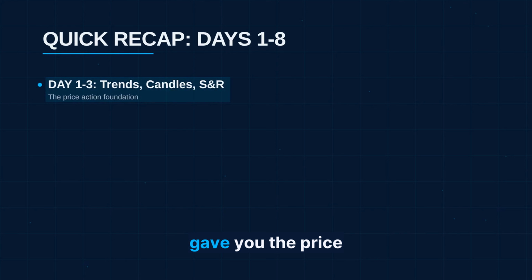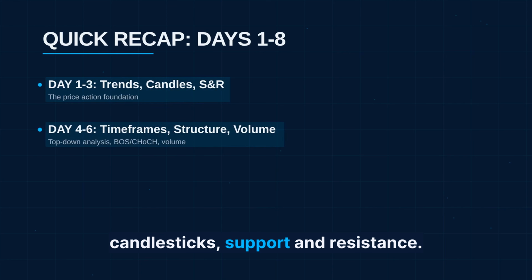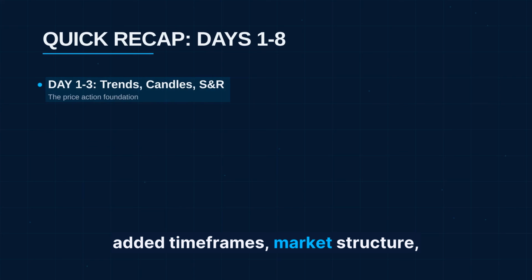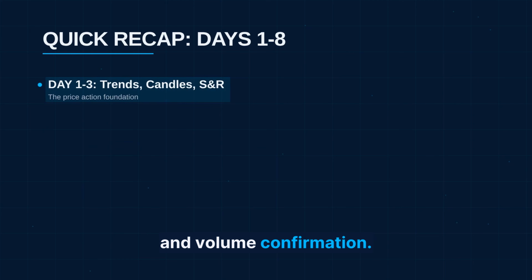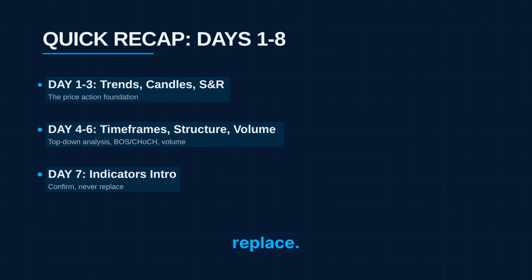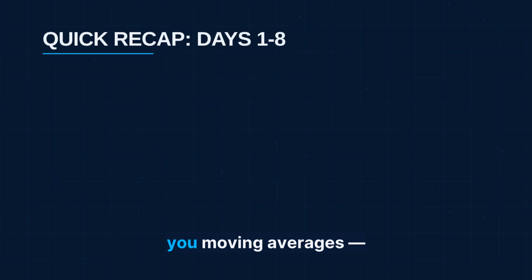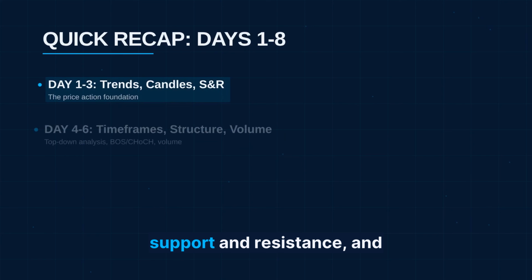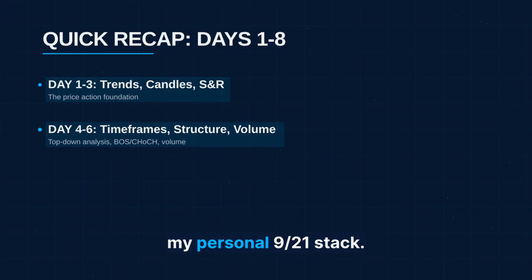Days 1 through 3 gave you the price action foundation: trends, candlesticks, support, and resistance. Days 4 through 6 added time frames, market structure, and volume confirmation. Day 7 set the rules for every indicator we use from here forward: confirm, never replace. And day 8 gave you moving averages, SMA versus EMA, dynamic support and resistance, and my personal 9/21 stack.